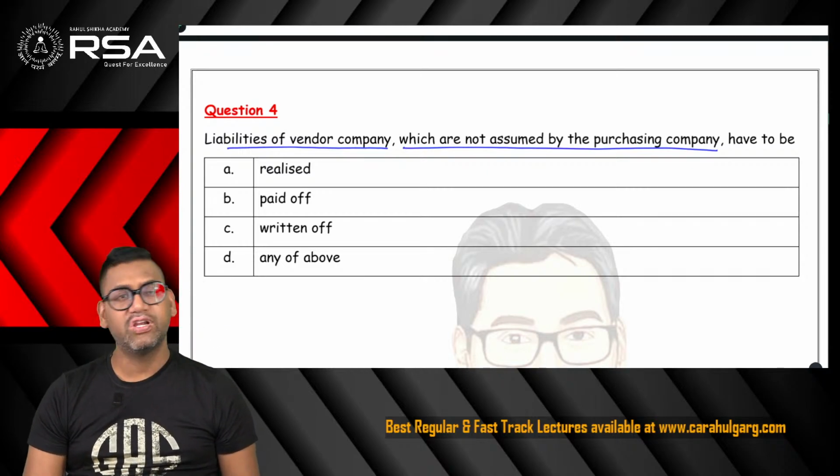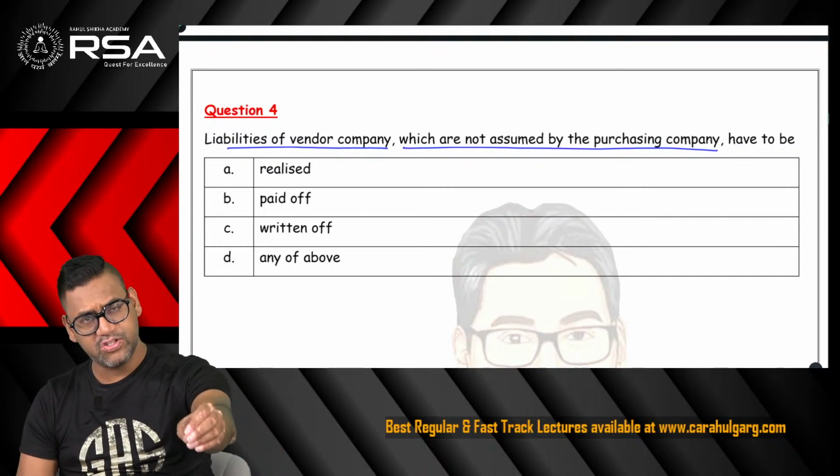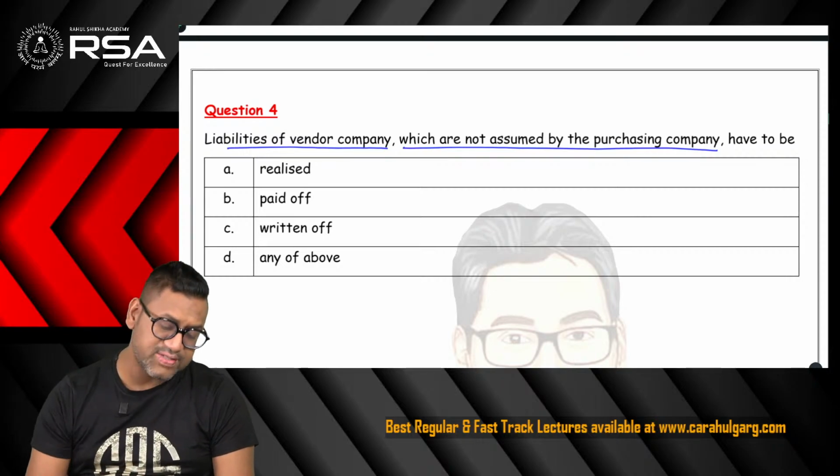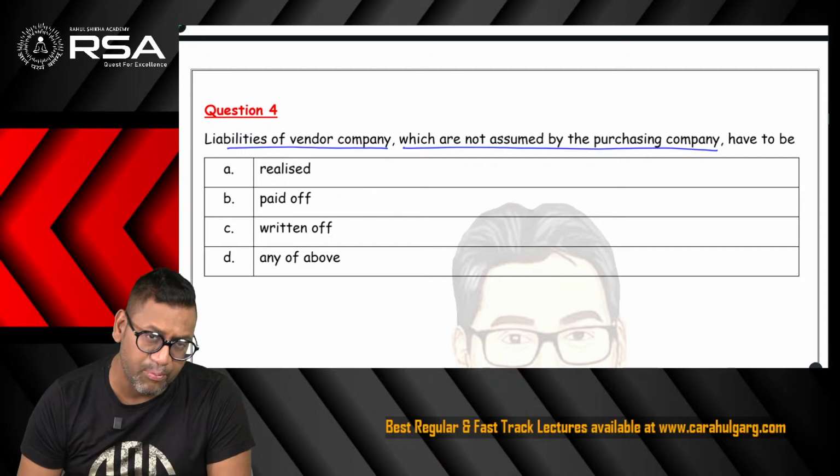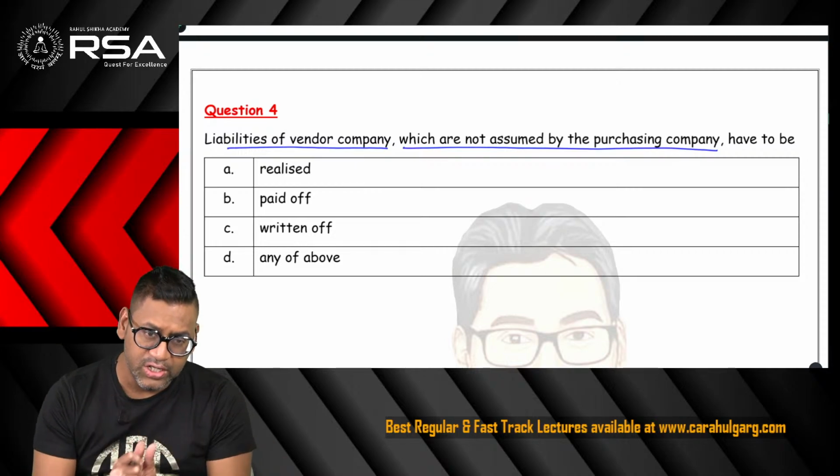Usually in the case of amalgamation, we say that the purchasing company takes over all the assets and the liabilities. But over here they are saying, for example, there were 10 liabilities, out of that only 6 have been taken over by the purchasing company, so 4 have been left. So what to do with them?